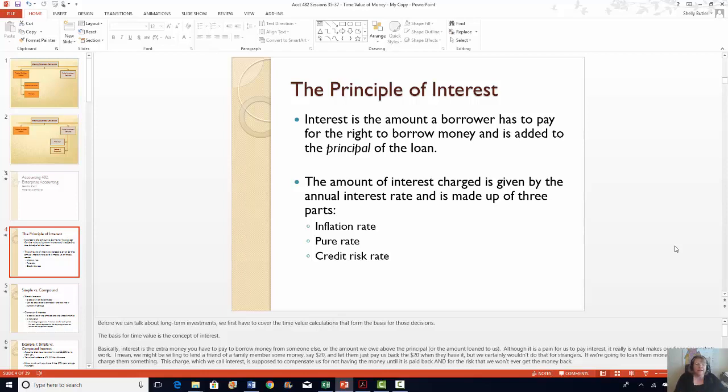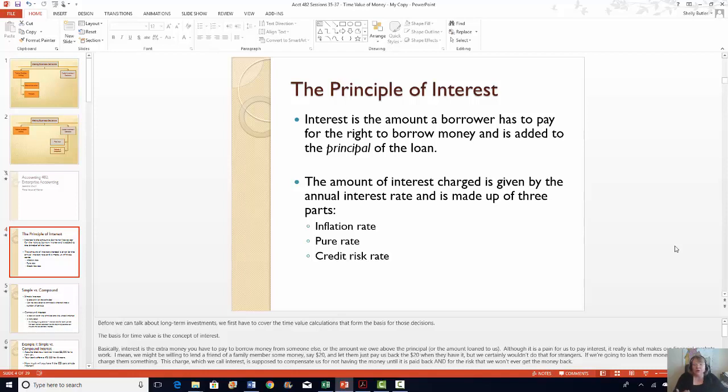The first is the inflation rate, and this part of the equation is tied to the Fed rate. It can go up or down depending on the Fed rate. Now the pure rate is the rate of what the bank wants you to get. And then the credit risk rate is how risky you are.